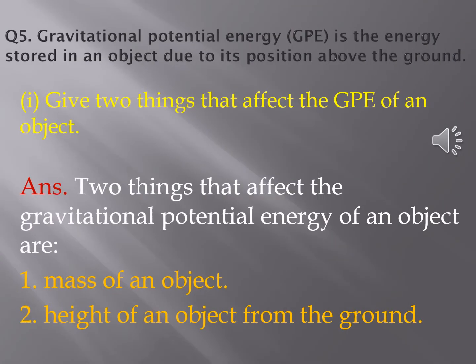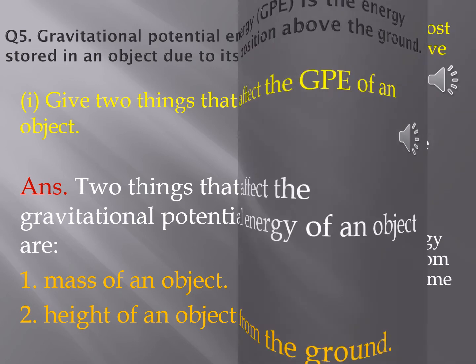Question number 5. Gravitational potential energy, G, P, E, is the energy stored in an object due to its position above the ground. Part 1. Give 2 things that affect the gravitational potential energy of an object. Its answer is, 2 things that affect the gravitational potential energy of an object are: Number 1, mass of an object. Number 2, height of an object from the ground.